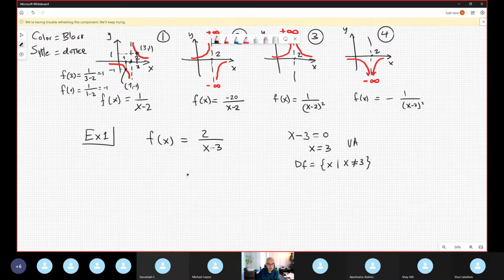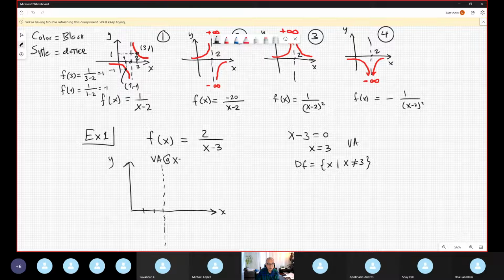So I evaluated, you know. First of all, the graph looks like that. A tree, 1, 2, 3, we have a famous vertical asymptote. Okay, let me write it like that. This is the vertical asymptote at x equals 3.